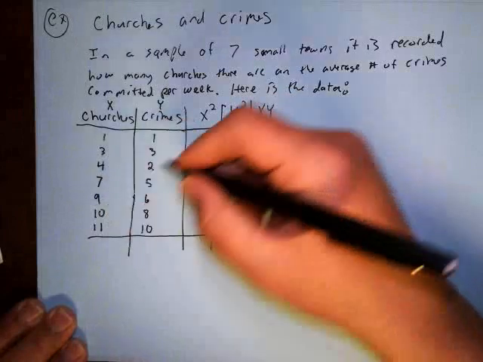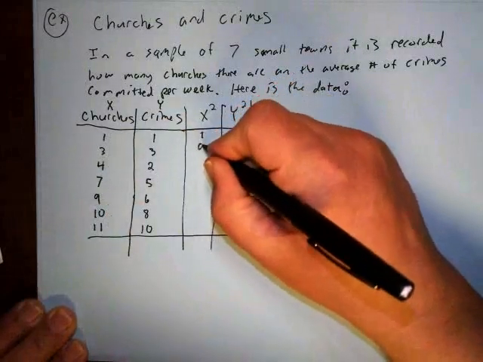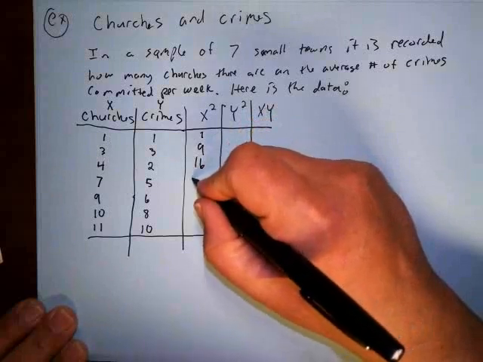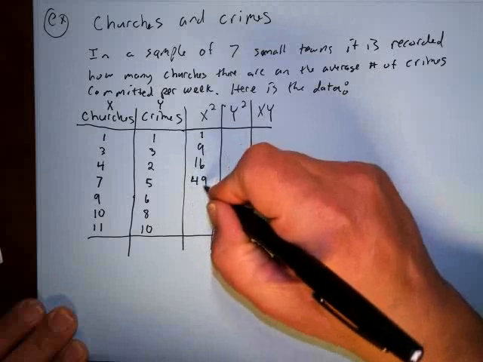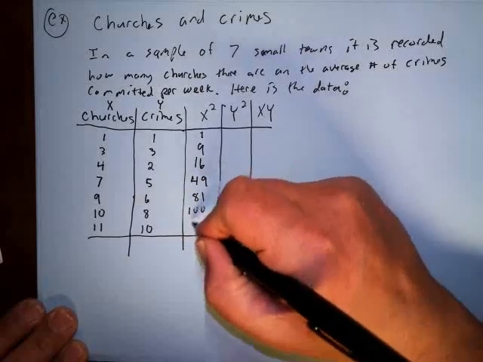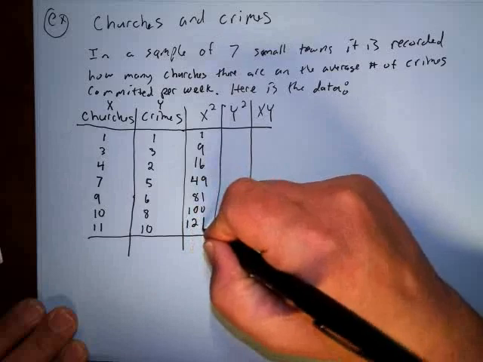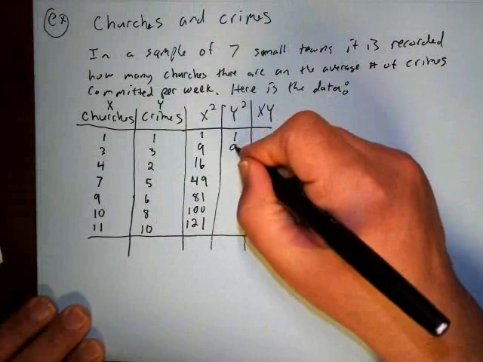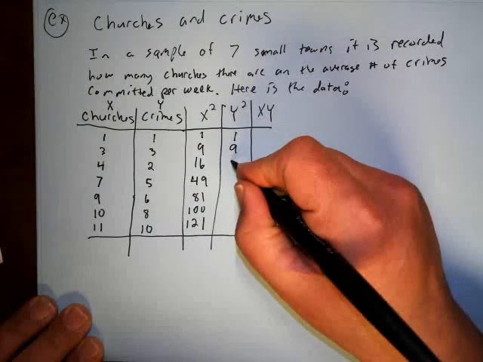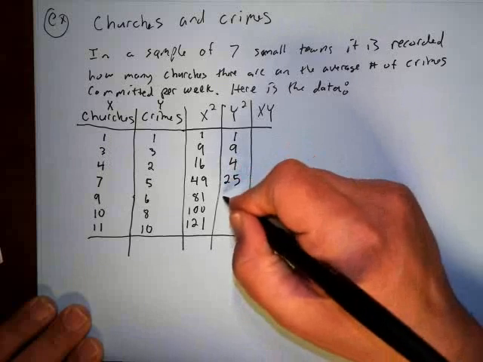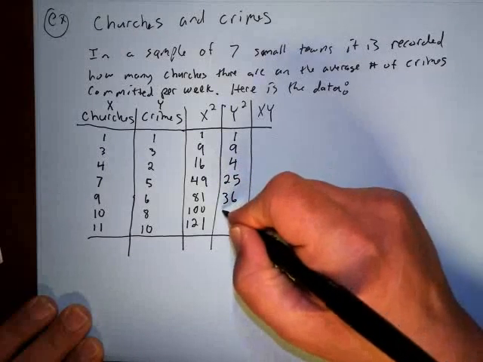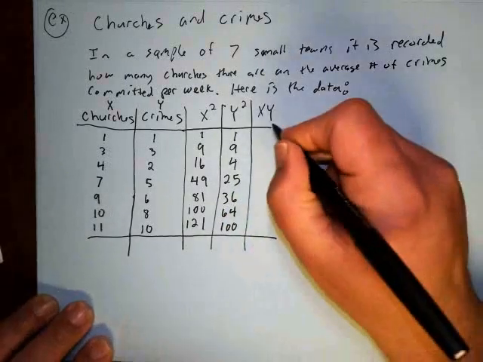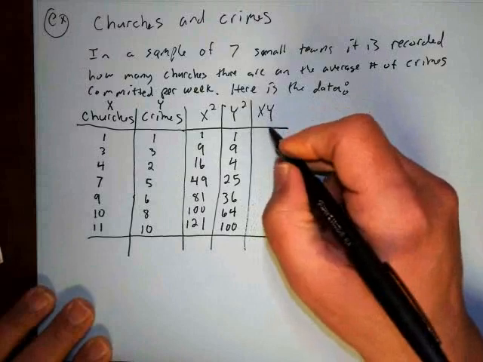So these are just the square of the X values. Easy enough. I got 1, 9, 16. This will be 49, 81, 100, and 121. And my Y squares, this would be 1, 9, 4, 25, 36, 64, and 100. And then this is my X times Y.